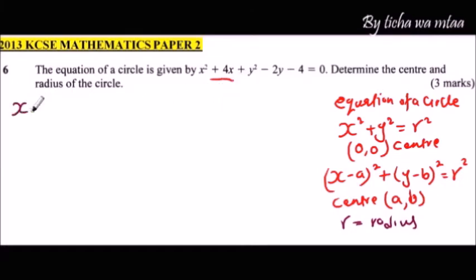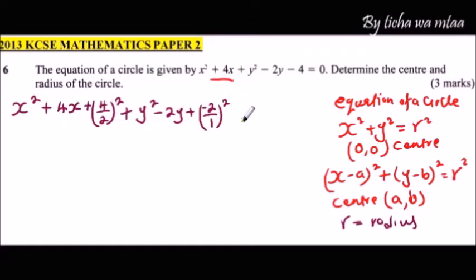So what we do here is we rearrange this equation. We can start with x squared plus 4x. For us to factorize, we need to complete the square here. And how do we complete the square? We normally add half the coefficient of x. So it is 4 divided by 2, and you square. So that will give us a perfect square. Plus, here we have y squared minus 2y. To make it a complete square, we need to add half the coefficient of y. So it is (minus 2 divided by 2) squared. So that will give us a perfect square. Then this minus 4, we take it across the equal sign, it becomes 4.